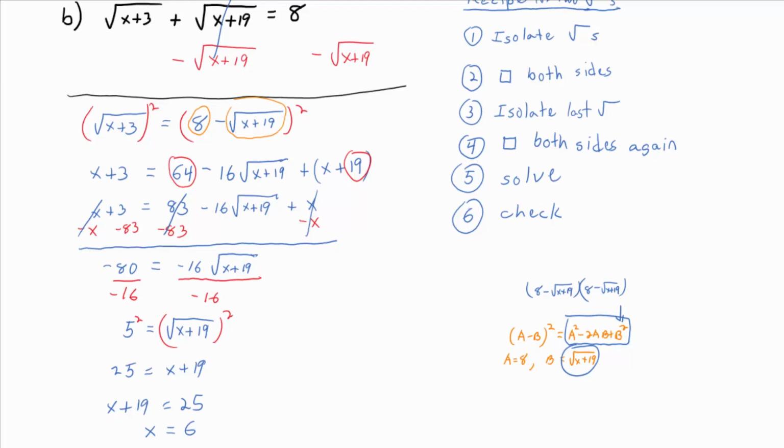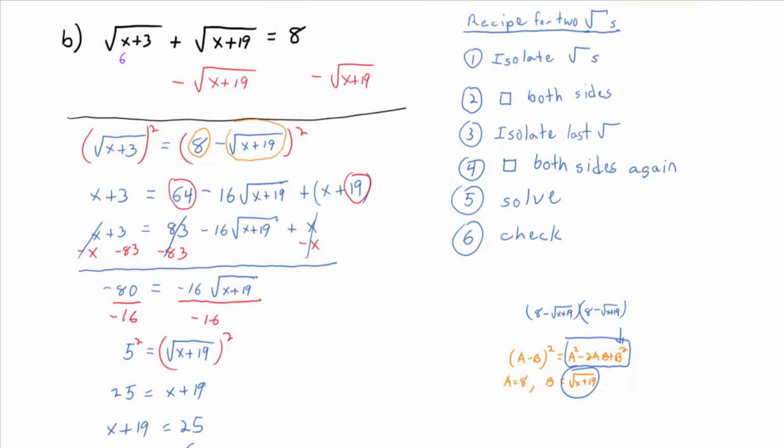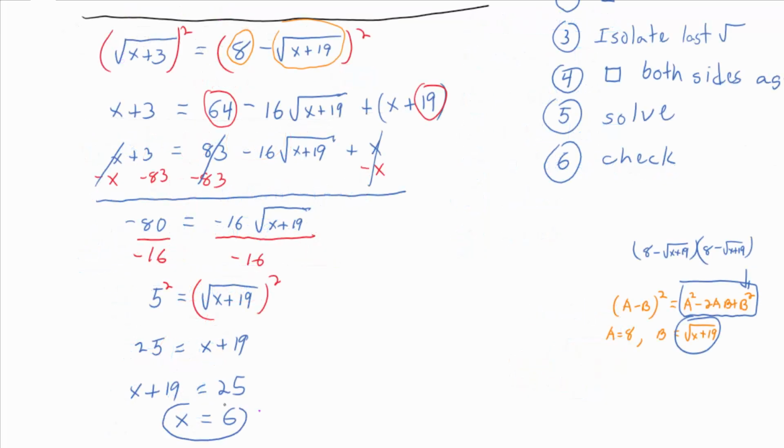All right, so let's check the answer at least mentally. Make sure it's not an extraneous solution. So if I plug in 6 right here, so x was supposedly 6, I get the square root of 9, which is 3. If I plug in 6 right here, I get the square root of, which is, does 3 plus 5 equal 8? Yep, check. So yeah, x equals 6, checks.